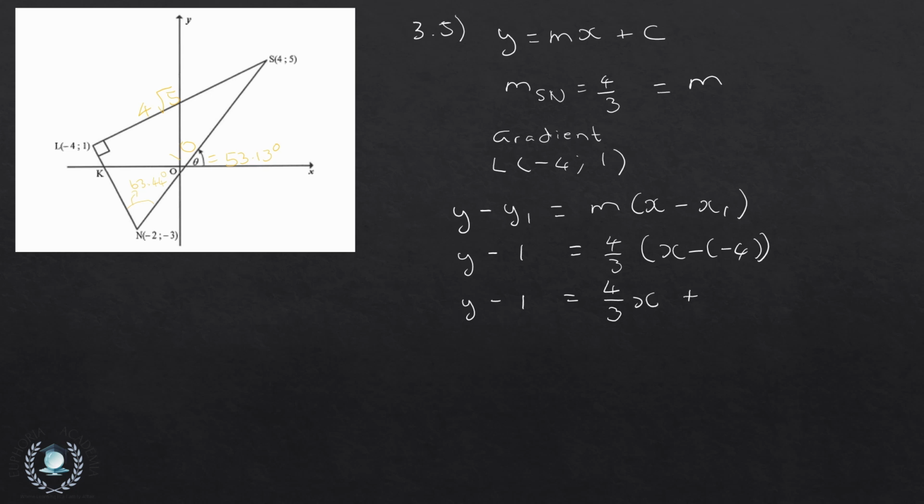plus 16/3, and y is actually equal to 4/3. I'm just taking the minus 1 to the right hand side, so I'm going to add a 1 on the left hand side and add another 1 on the right hand side. So just continue, that'll be 4/3 x plus, if we add a 1, we will find that we're going to have 19/3.